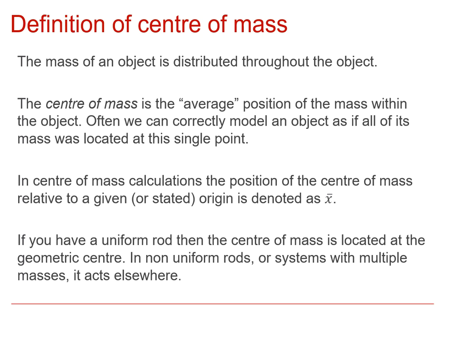Now we use the symbol x bar to denote the centre of mass, and often if we've got a simple situation like a uniform rod, by uniform we mean that the mass is evenly distributed throughout the object, then the centre of mass will be at the geometric centre of that shape. Things become more complicated if the mass is not uniformly spread, or if there are individual masses within the object which we can identify, in which case it won't be at the geometric centre.